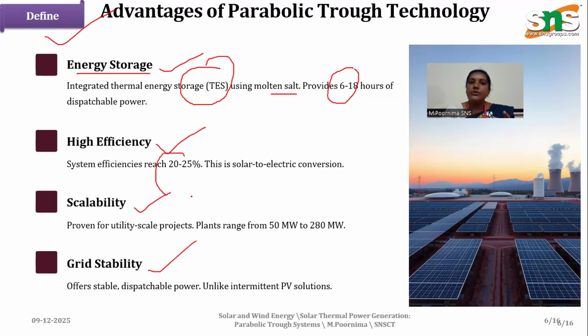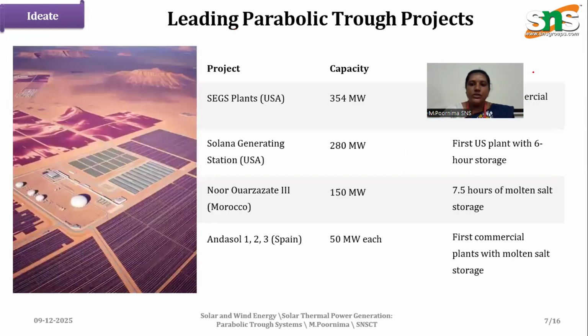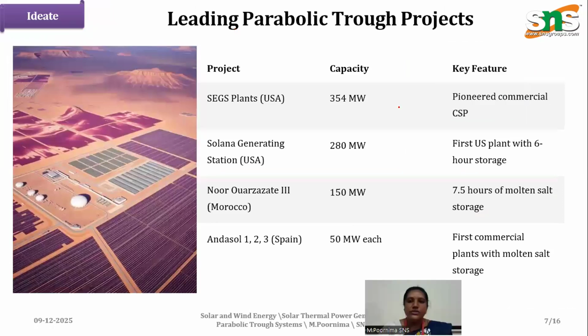Here we are speaking about 20 to 25 percent system efficiency for solar to electrical conversion, and scalability, with plant projects from 50 megawatts to 280 megawatts. Now coming to grid stability, it offers stable and dispatchable power, unlike the intermittency of PV solutions.